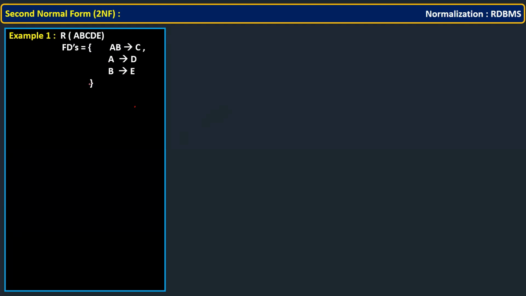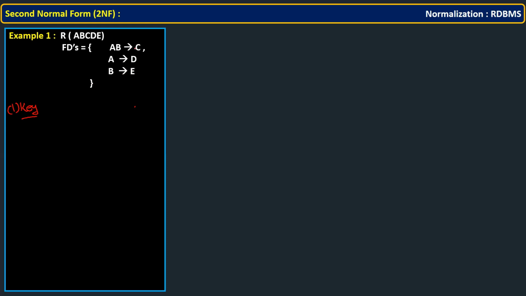So always, first of all, to say whether it is in second normal form, the first step is to find the key. What is the key for that table? We have to find out. That means finding the candidate key, which we already practiced. So you just do the same thing here also.